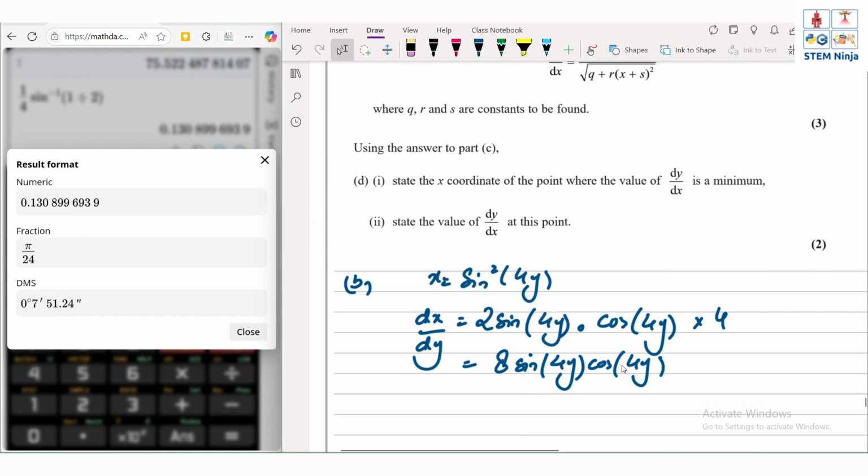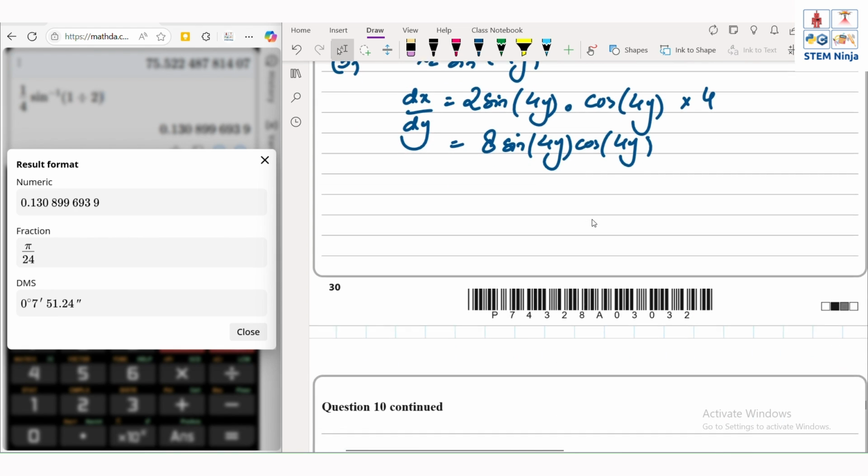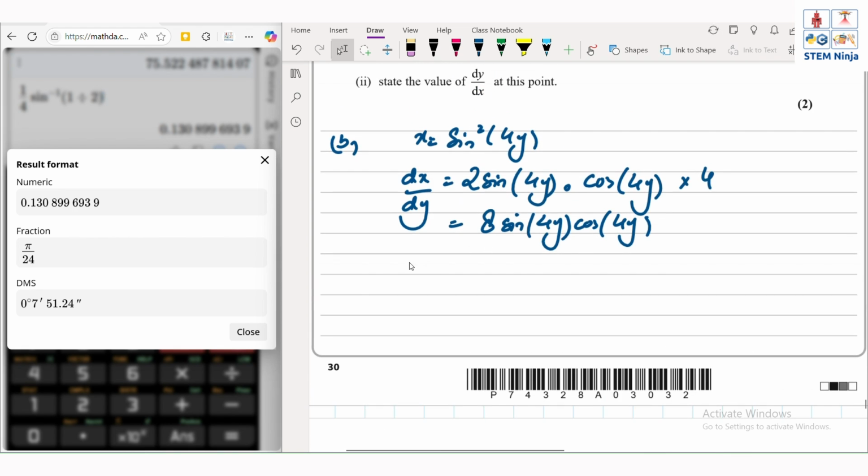We can further simplify this also, but I think this is fine at this point. Hence show that dy by dx can be written in this form. Okay, all right, got it. So dy by dx is the reciprocal of this thing. So you get 1 over 8 sin 4y cos 4y.